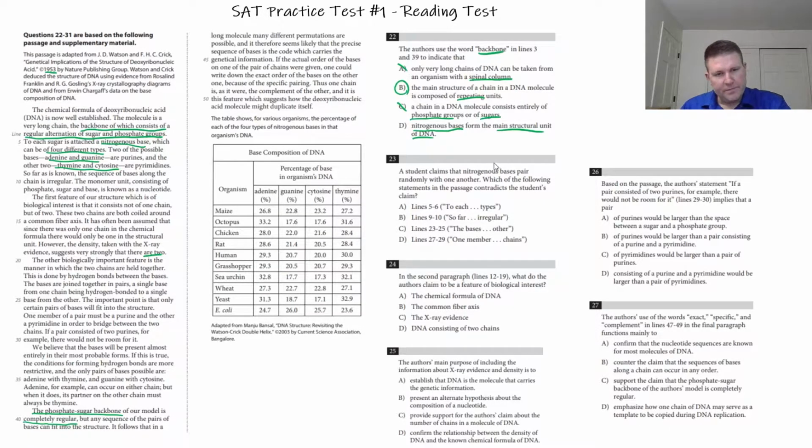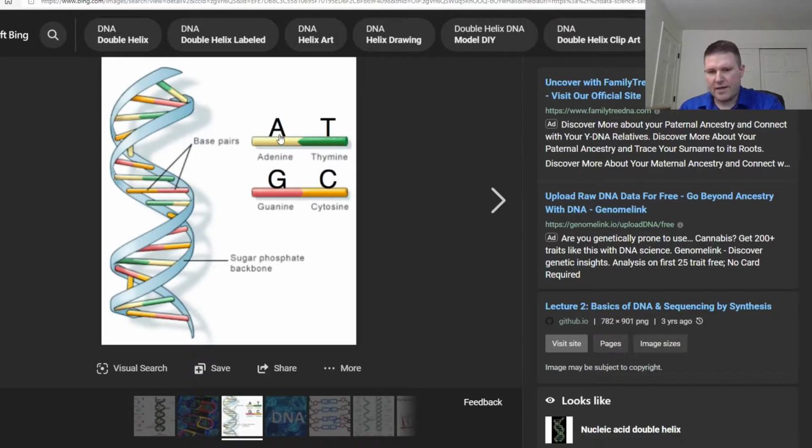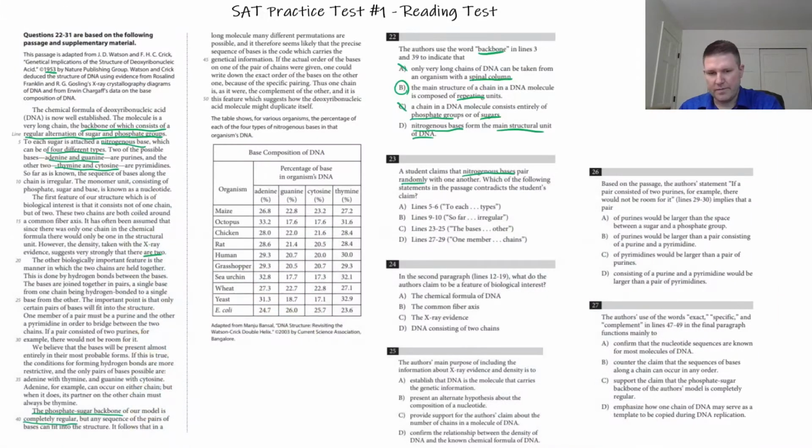And then 3, a student claims that nitrogenous bases pair randomly, which we already established doesn't happen, right? Because adenine only pairs with thymine, guanine only pairs with cytosine, and vice versa, okay? So this student's claiming that they pair randomly with one another. Which of the following statements contradicts the student's claim? So these lines would have to articulate that it's not random, and in fact there's some kind of order to it, right? Or a designated way that it happens.